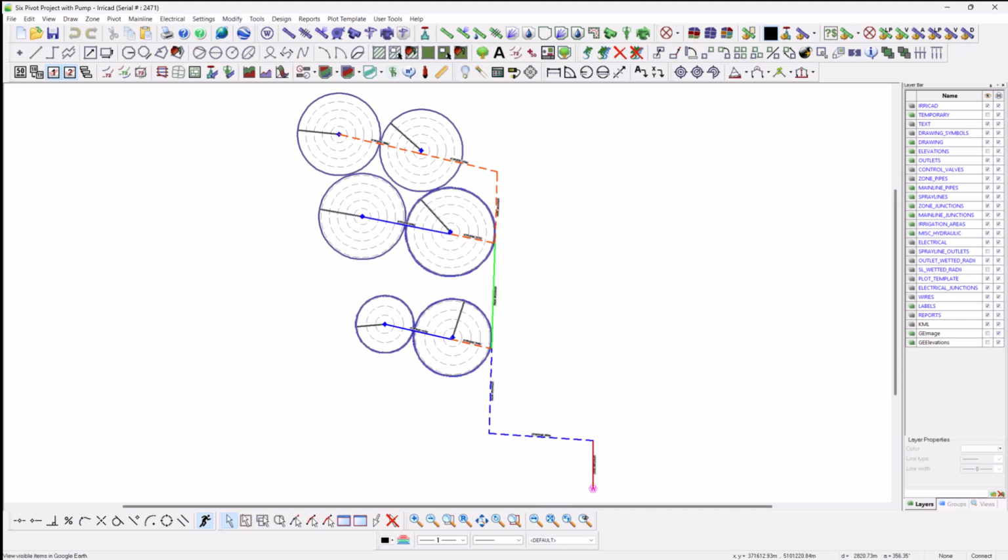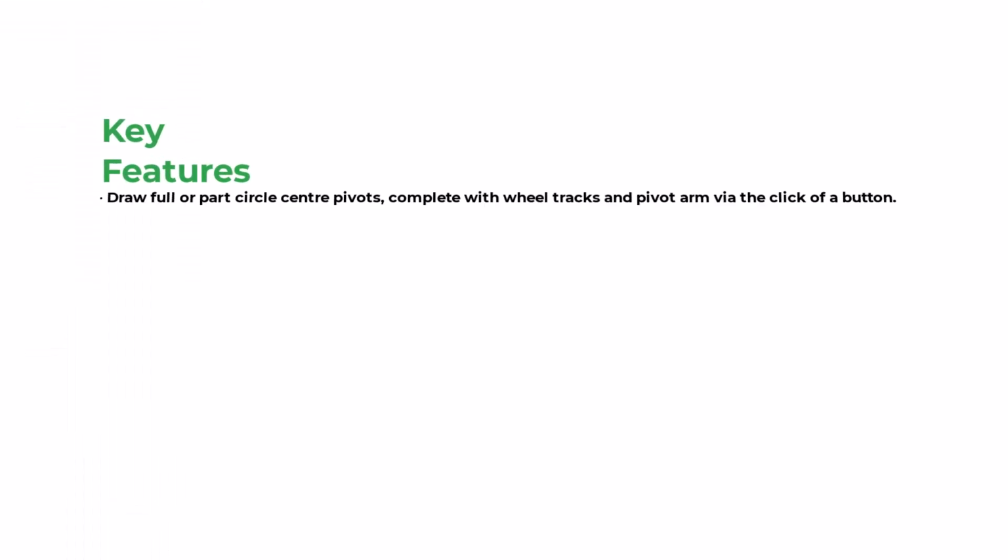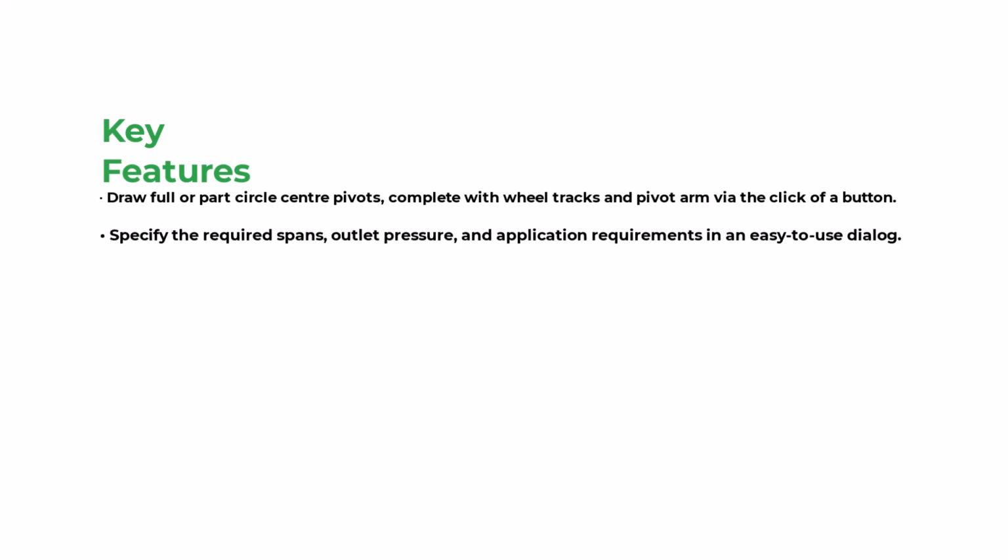You then draw arcs manually to indicate the wheel tracks and spans. With the pivot module in IRRICAD, you can now automatically draw full or part circle center pivots, complete with wheel tracks and pivot arm via the click of a button. Specify the required spans, outlet pressure and application requirements in an easy-to-use dialog.